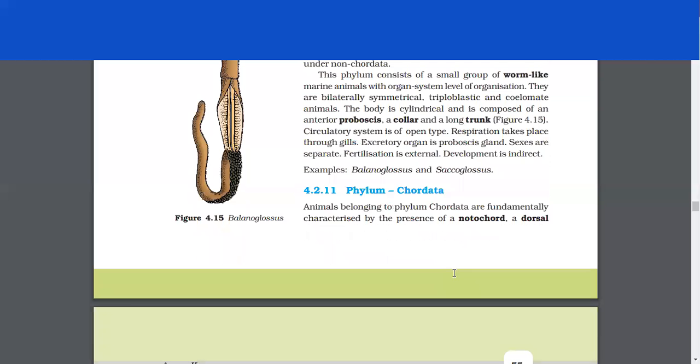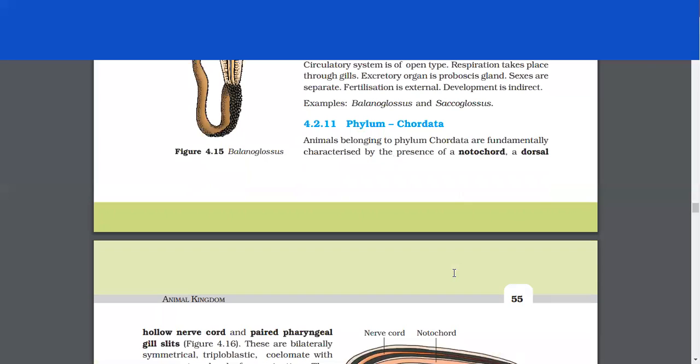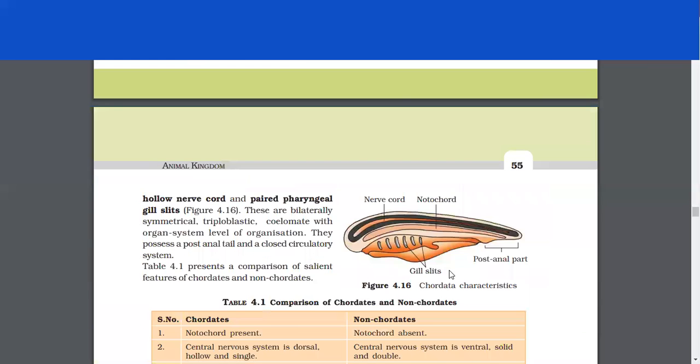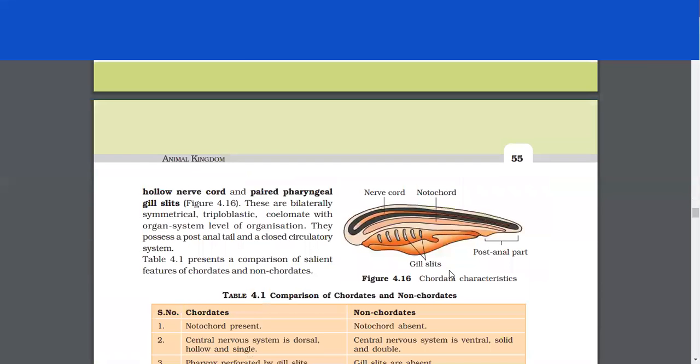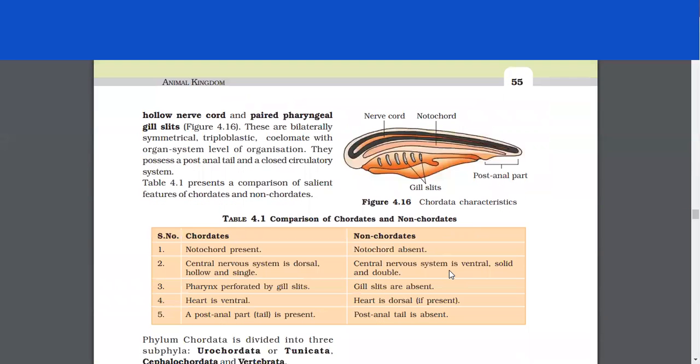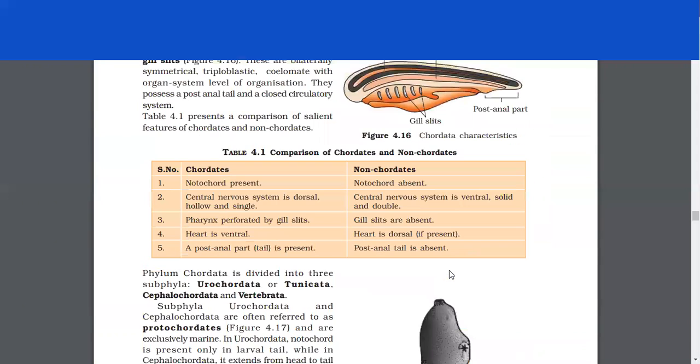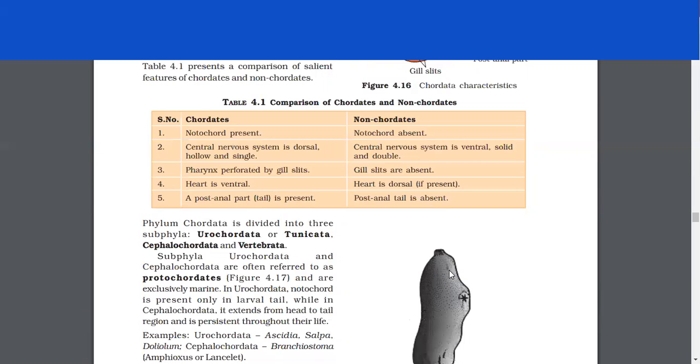Phylum Chordata. Animals belonging to Phylum Chordata are fundamentally characterized by the presence of a notochord, a dorsal hollow nerve cord and paired pharyngeal gill slits. These are bilaterally symmetrical, triploblastic, coelomate with organ system level of organization. They possess a post-anal tail and a closed circulatory system. Table 4.1 presents a comparison of salient features of chordates and non-chordates.